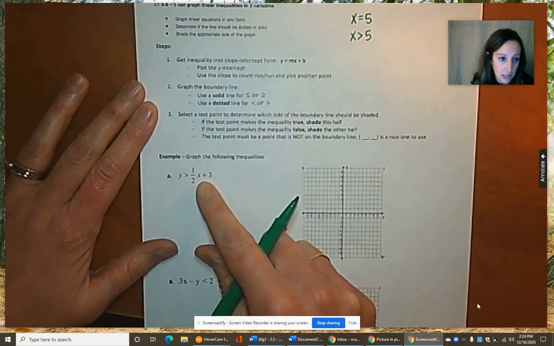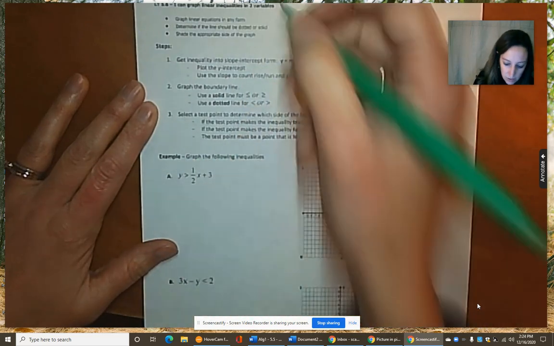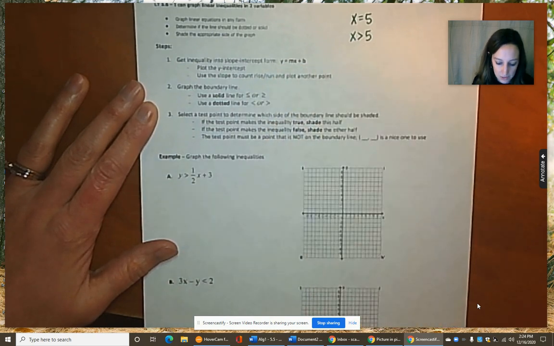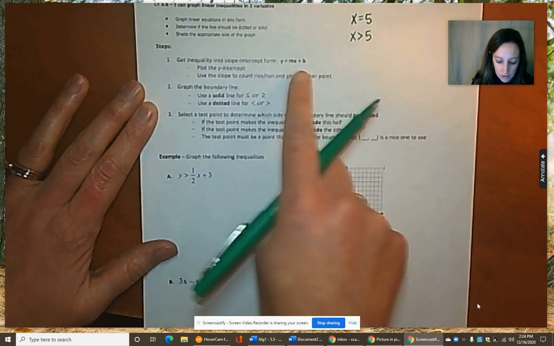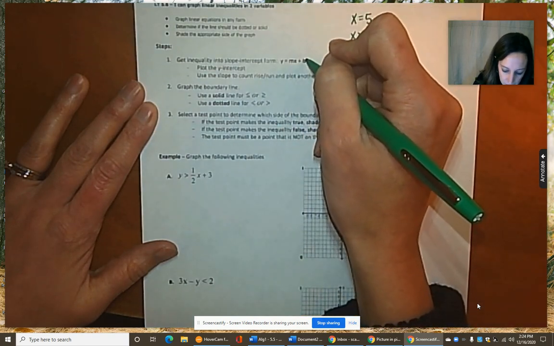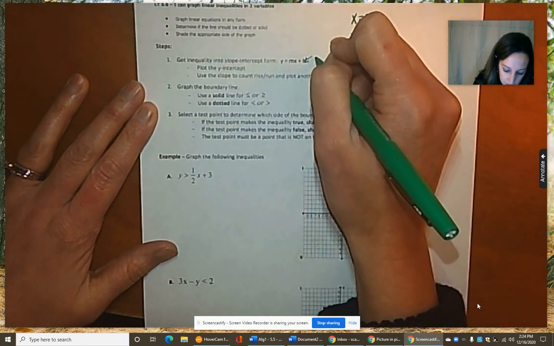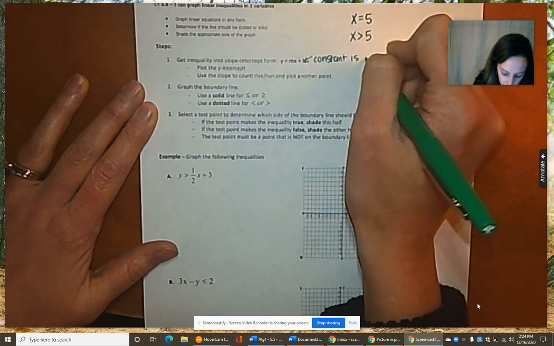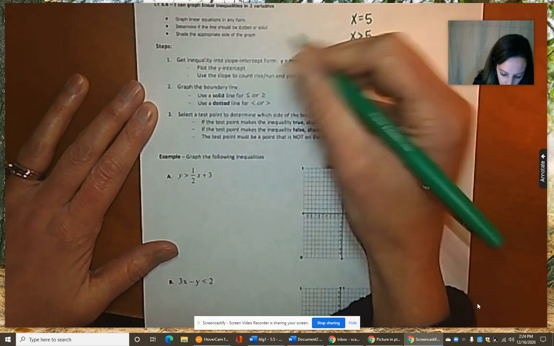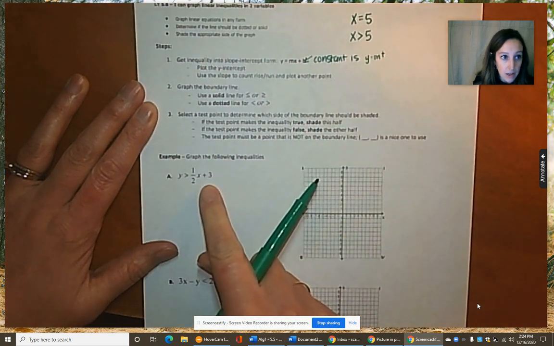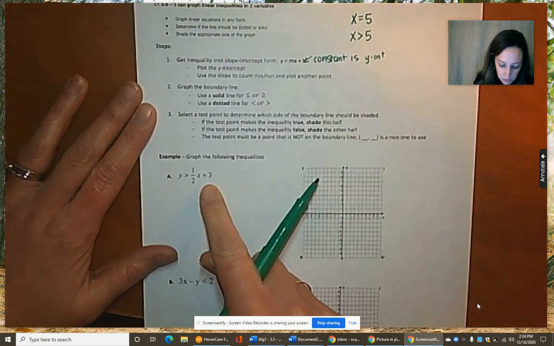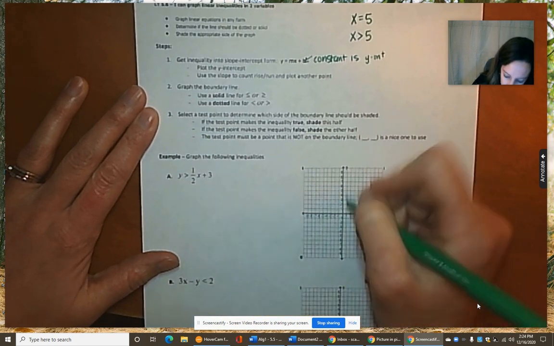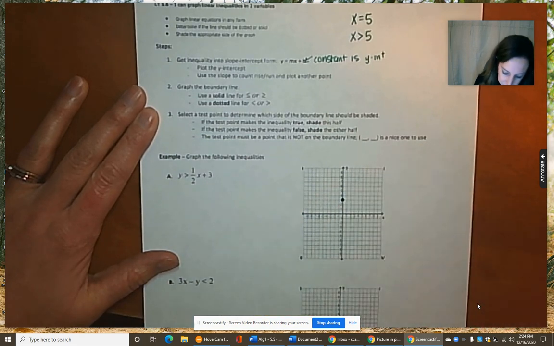This is already in slope-intercept form for us. Remember that means that we solve for y and then have everything else on the other side. Once you do that, you're going to plot the y-intercept. Remember that this constant is the y-intercept. So here it's already in slope-intercept form. If I plot the y-intercept, my y-intercept is 3. So I put a point at 3.